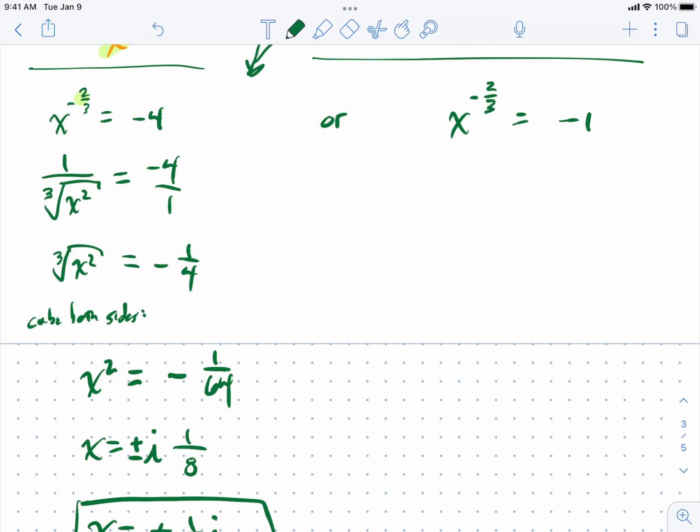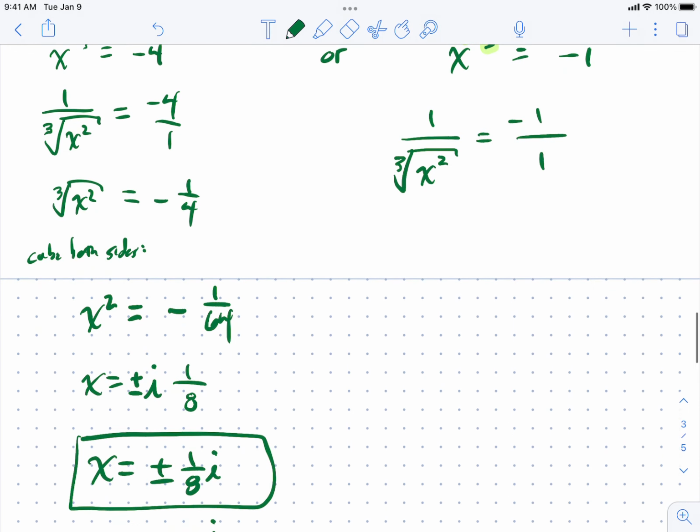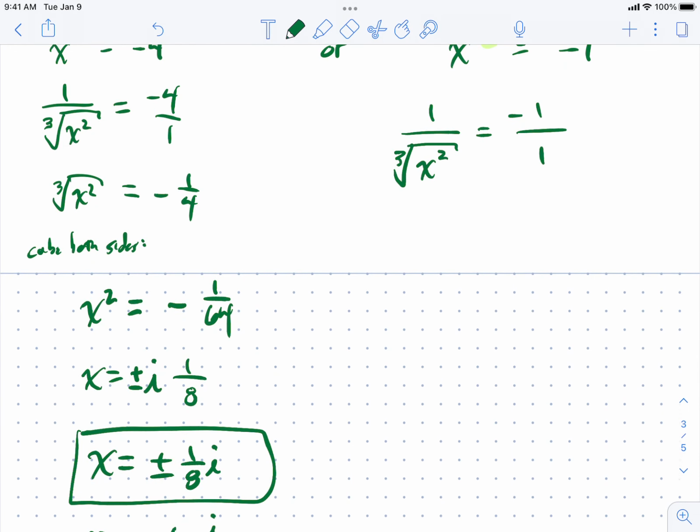Okay, so the negative means flip me over. The 3 means cube root. And the 2 means that x is squared. Over here I got -1, which just for fun I'm going to write it this way. You can always put a 1 under. The reason I'm doing that is because now I'm going to flip both sides over.